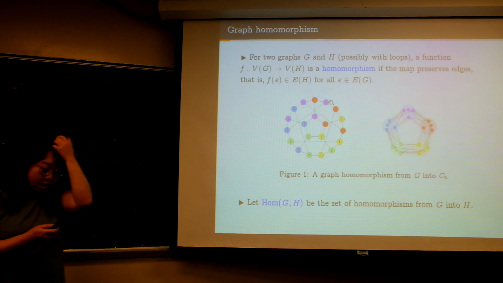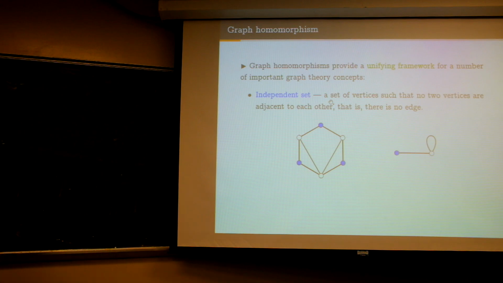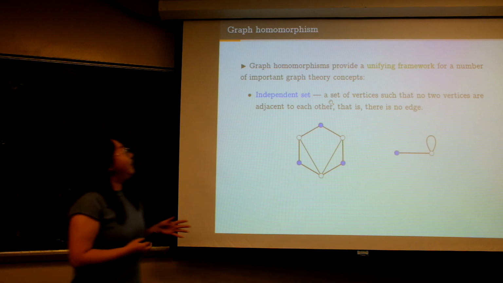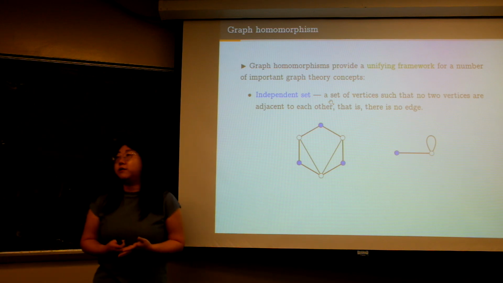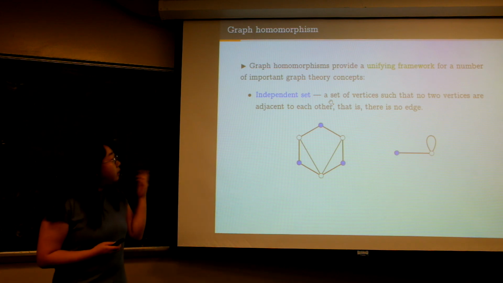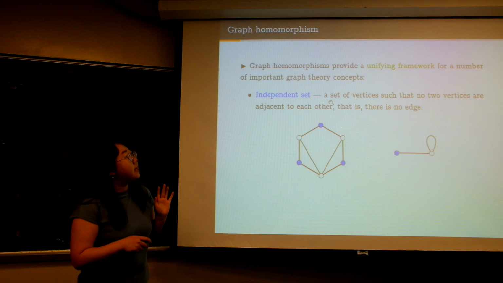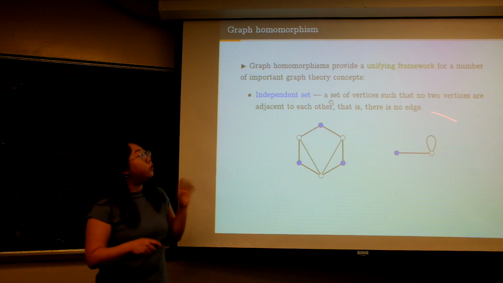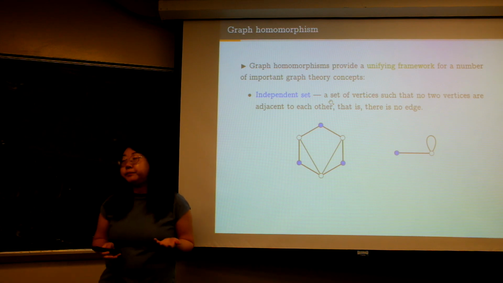Okay, so a question is why we want to study this graph homomorphism. From the graph theory view, graph homomorphism provides a unifying framework for a number of important graph theory concepts. The first one is independent sets. Just to remind you, an independent set is a set of vertices such that no two vertices are adjacent. So basically there is no edge inside.